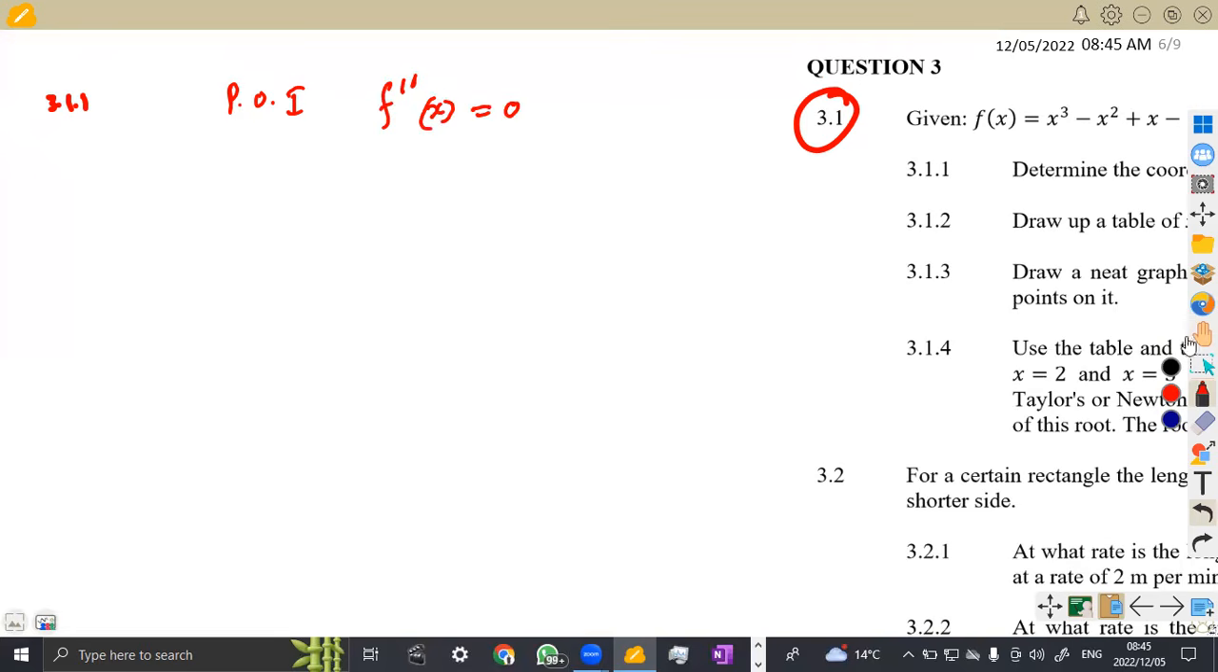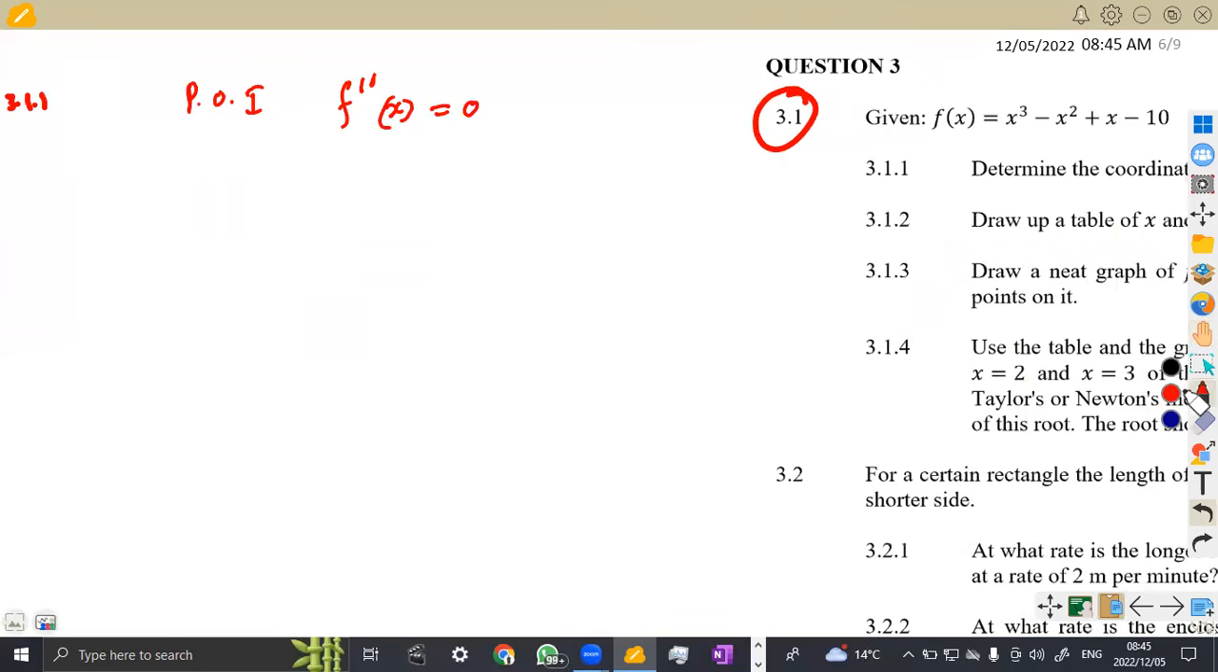So as we have got our f of x here, what we are going to do is find the second derivative and equate it to 0. So that's x cubed minus x squared plus x minus 10. This is our f of x. Let's start with the first derivative, since we need the second derivative. The first derivative with respect to x, we're going to drop exponent 3, which is going to be 3x squared minus 2x plus 1. Remember, minus 10 is a constant, so that's going to be a 0.